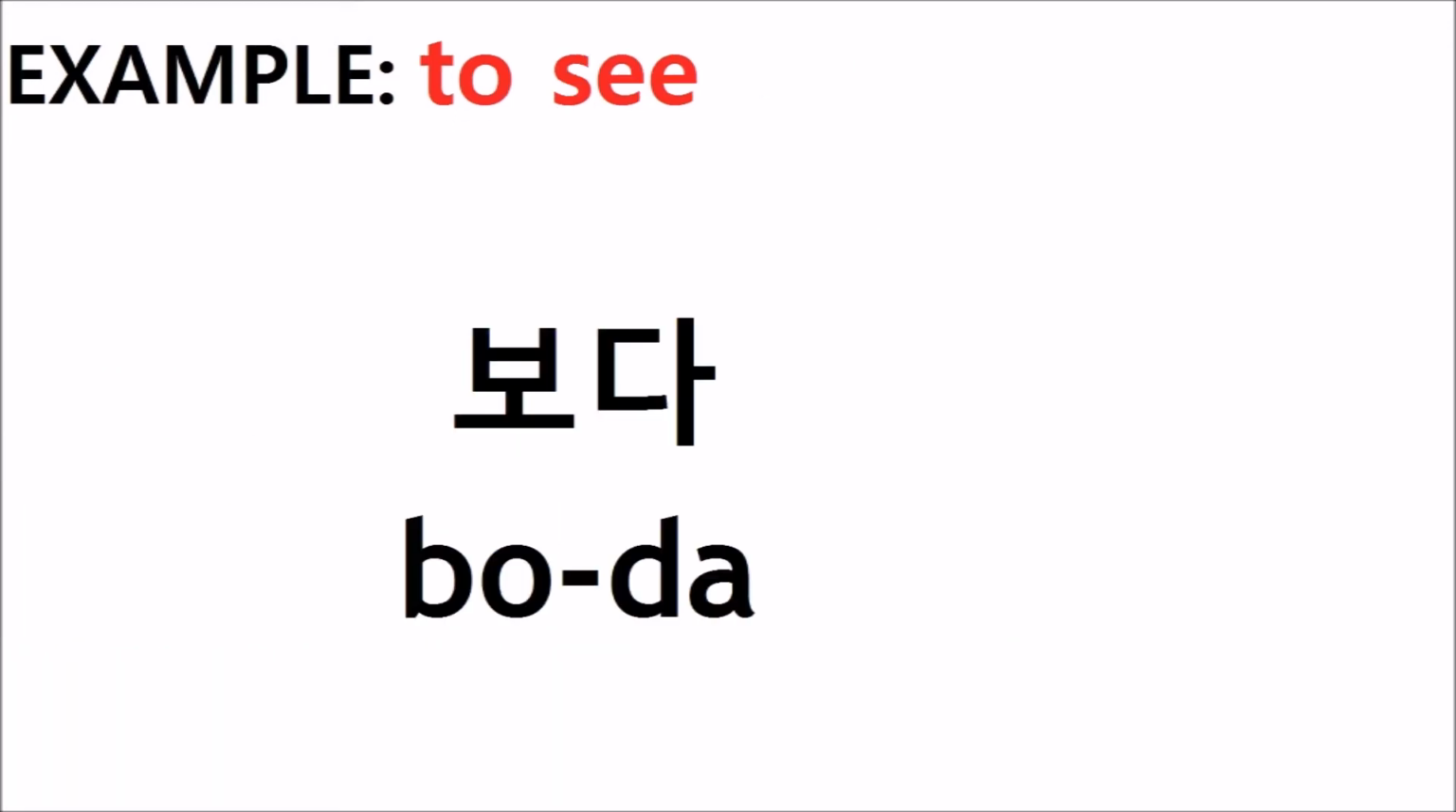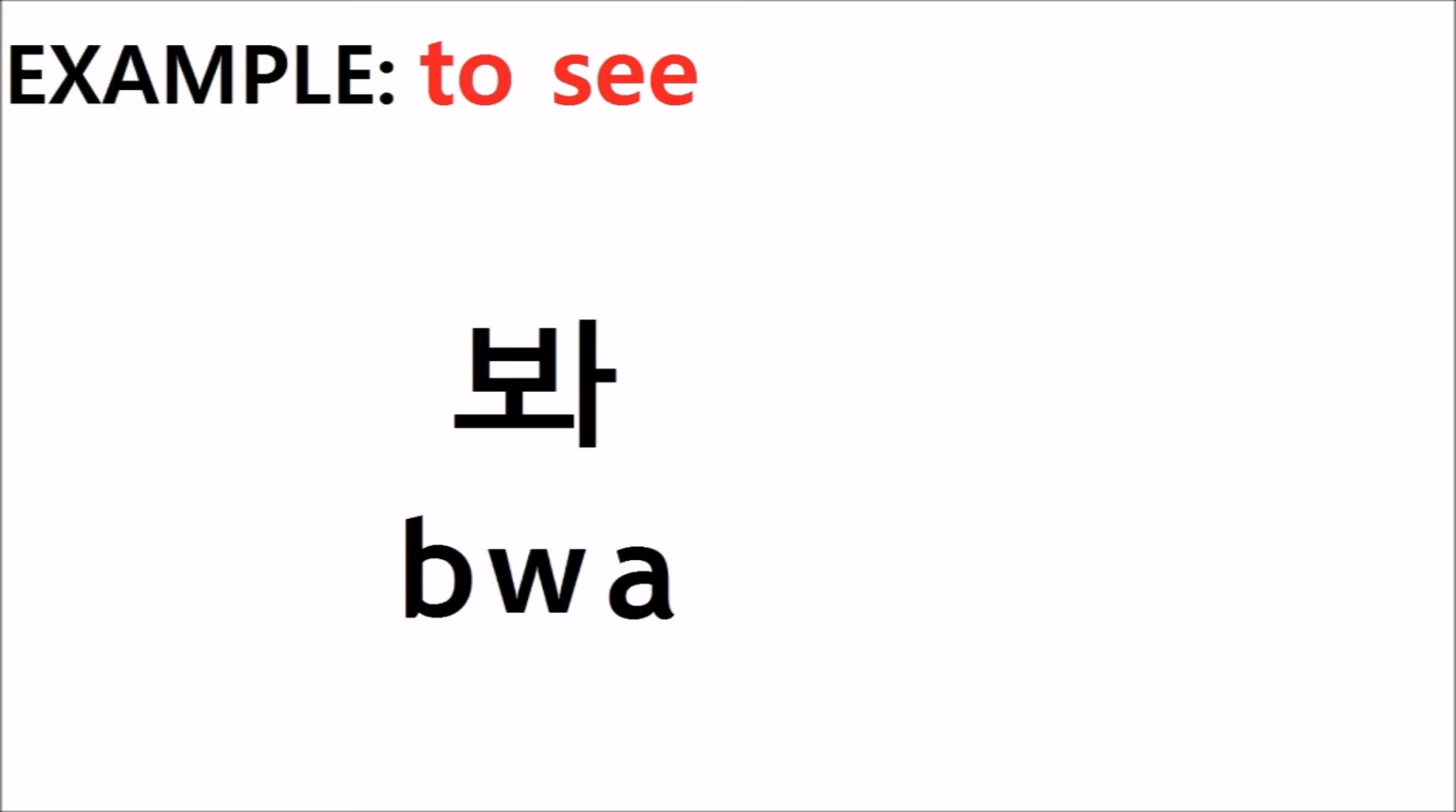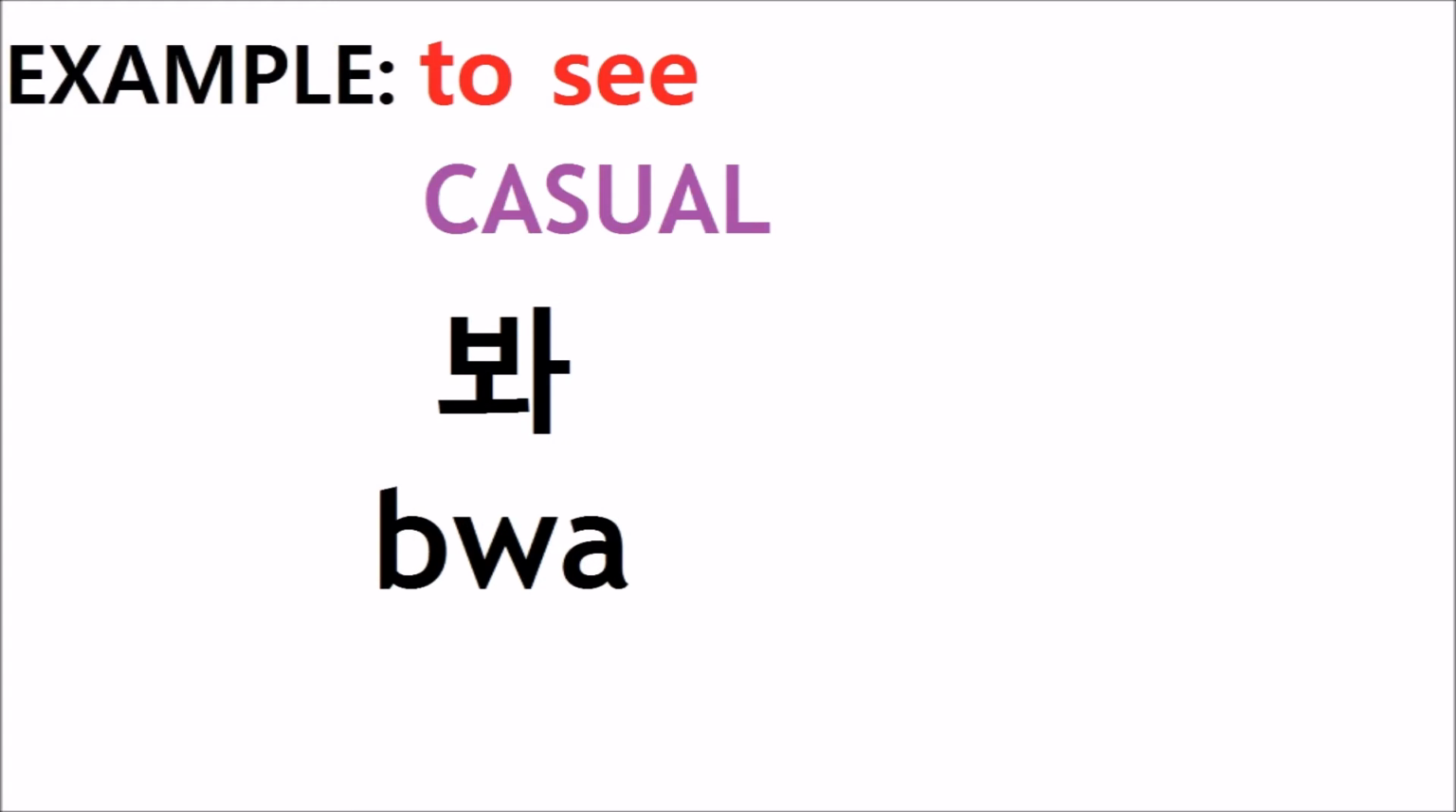So lastly, let's look at the case where the verb root ends in o. Let's use the example boda, to see. Step 1, remove the da. Step 2, because this is an a verb, add an a. Bo-a. And then, what happens next is these two vowels come together to make wa. Wa. That is our casual present tense of see.